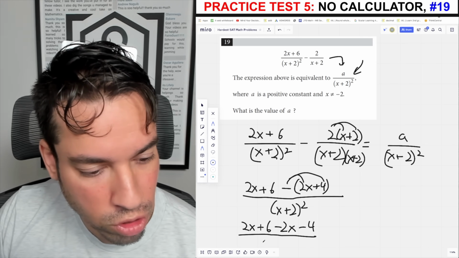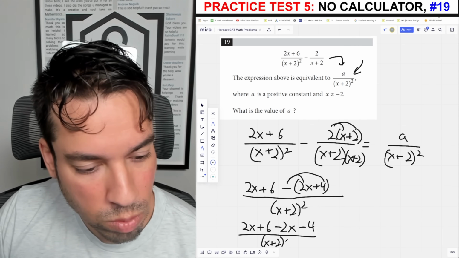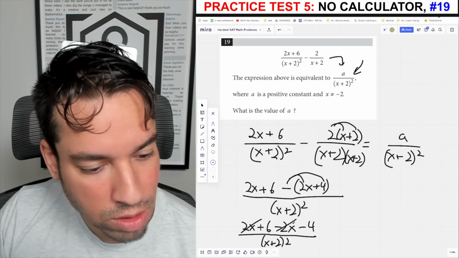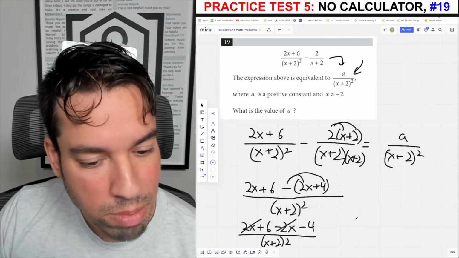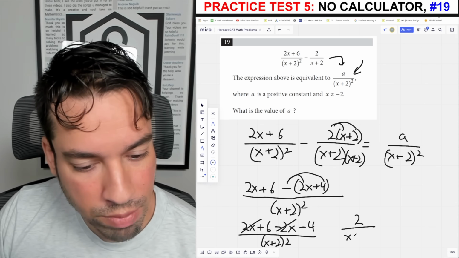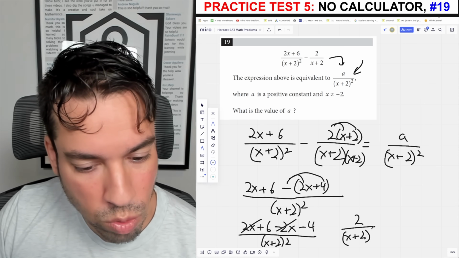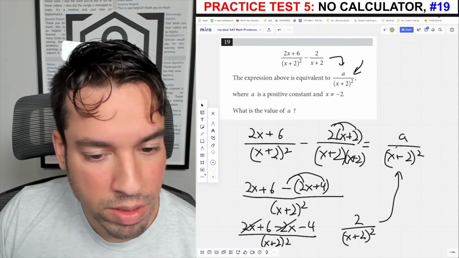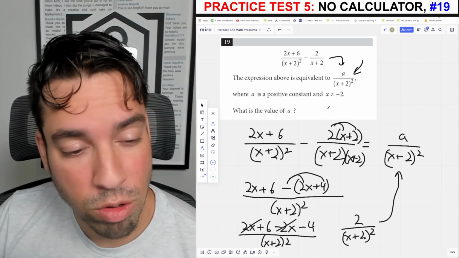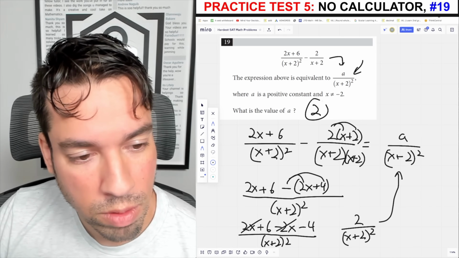Again, because of the distribution over x plus 2 squared, these guys cancel because they're opposite. 6 minus 4 becomes 2. So finally, we have 2 over x plus 2 squared is apparently equivalent to a over x plus 2 squared, which means lo and behold, a equals 2, and we're done.